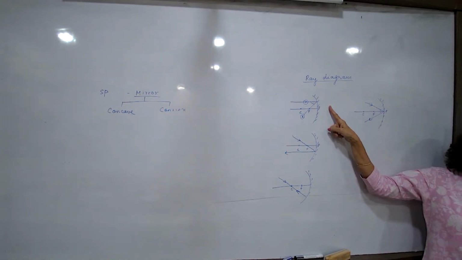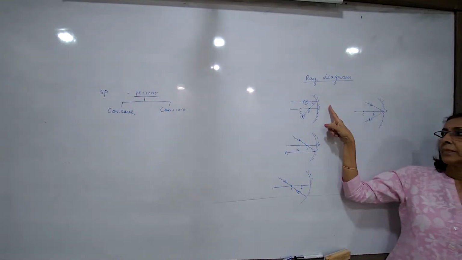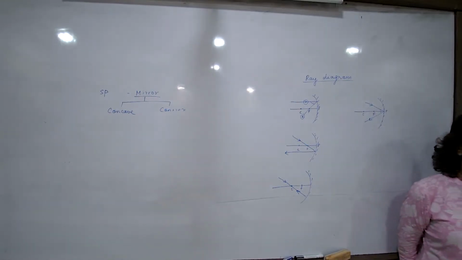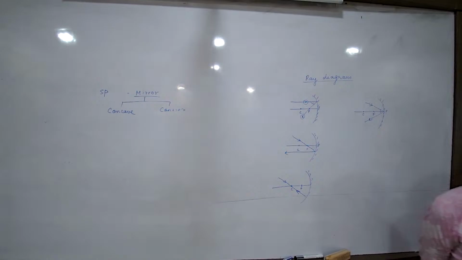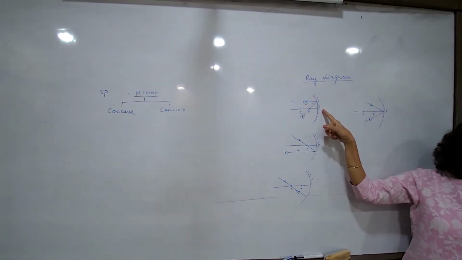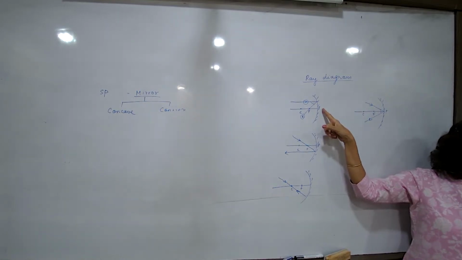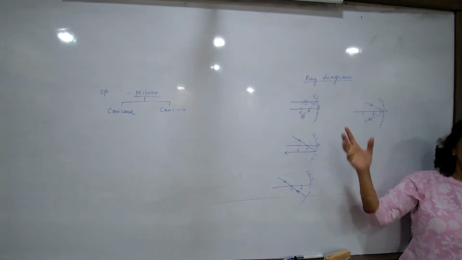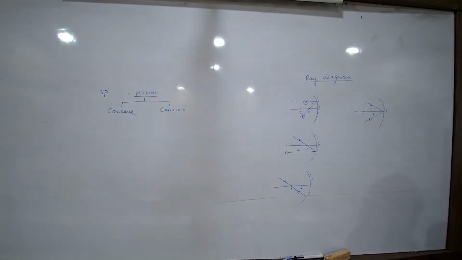Incident ray. Ready? Write down what I'm telling you. Incident ray parallel to the principal axis after reflection passes through the principal focus. Parallel to what? Principal axis. After reflection passes through the focus, the principal focus or the focus.